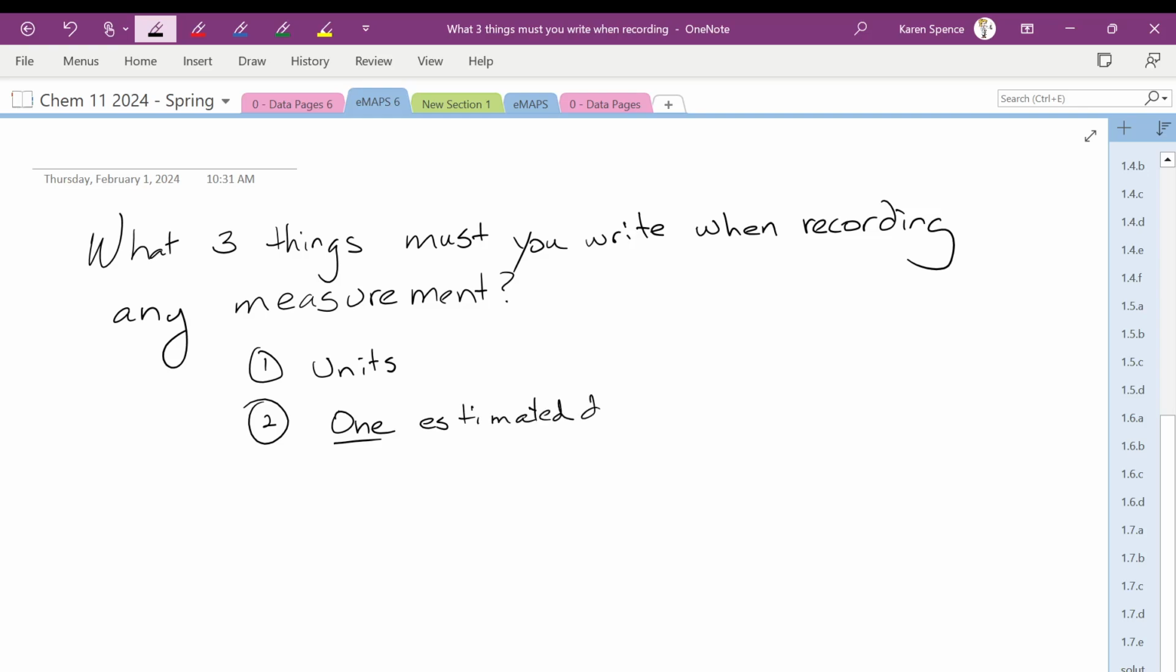Estimated digit. And we need a third thing as well. What else do we need? Yes? What you're measuring, yes. And you said something else at the end there.